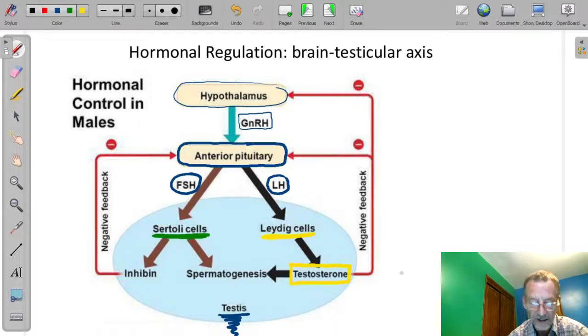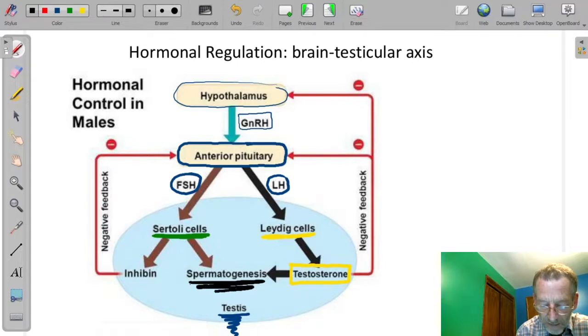Now that has several functions. The testosterone also promotes spermatogenesis. So occasionally, if a male is not producing enough sperm cells, they may look at the testosterone level in the blood. If the male has low testosterone, they may have a low sperm count. So you'd simply give the man more testosterone and hopefully up the sperm count to solve infertility issues.